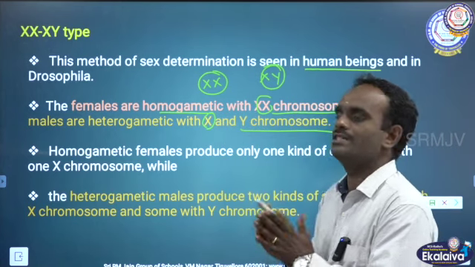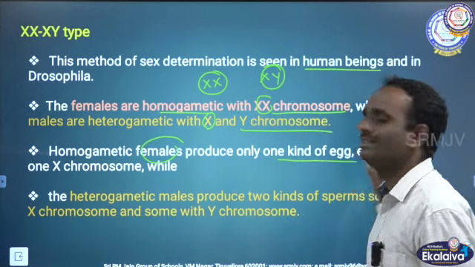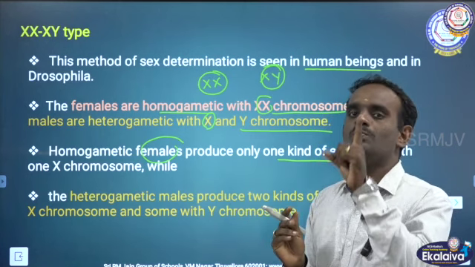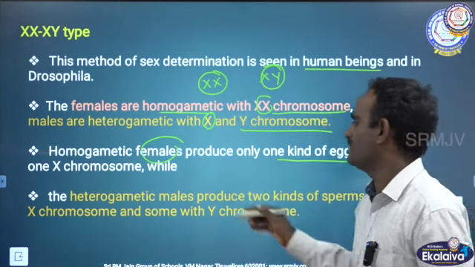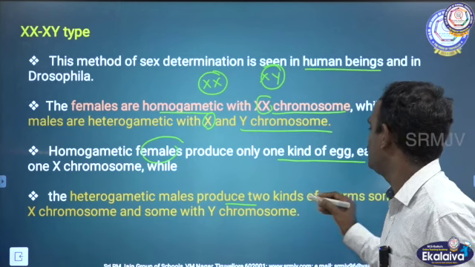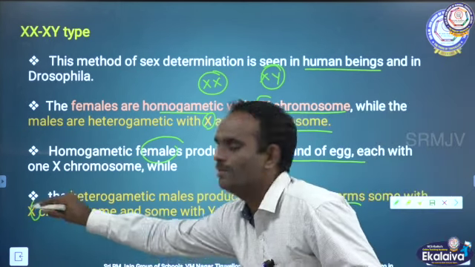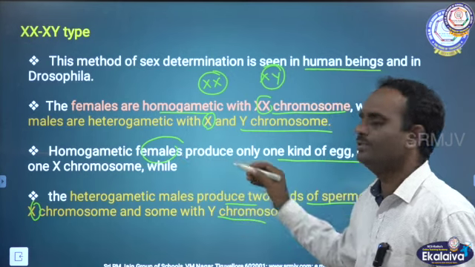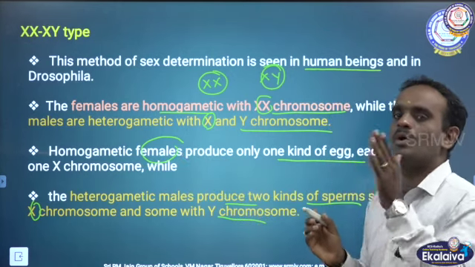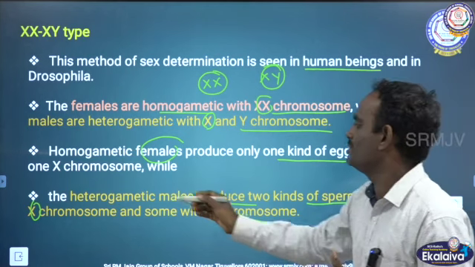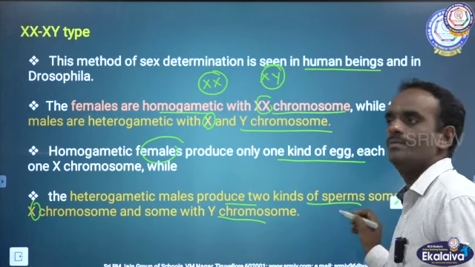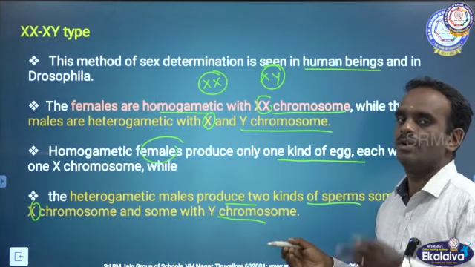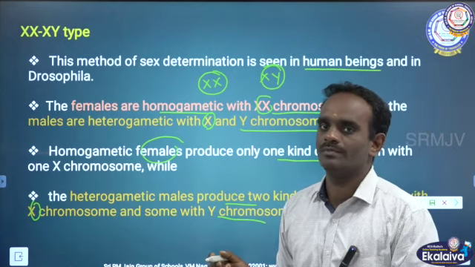So, the homogametic female produces only one type of egg, whereas the heterogametic male produces two different kinds of sperm, one with X chromosome and another with Y chromosome. Again I am repeating the same: the homogametic female produces only one kind of egg, each with one X chromosome, while the heterogametic male produces two kinds of sperm, one having X chromosome and another having Y chromosome.